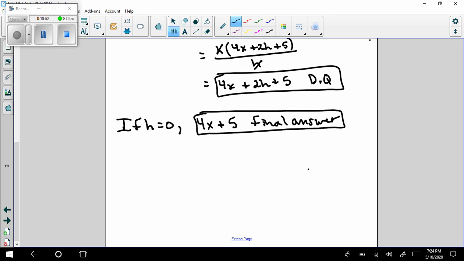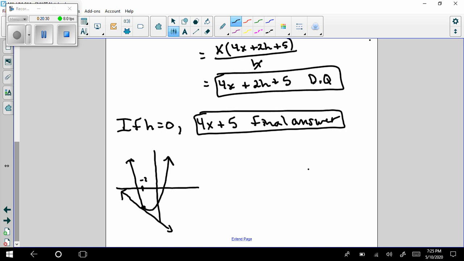So now what this allows me to do, here's the graph of that, just a rough sketch. It looks like this. So if I want to find my instantaneous rate of change at, let's say, x equals -2, that function right there, 4x plus 5, lets me find the slope of the tangent line at x equals -2. That's called your instantaneous rate of change.